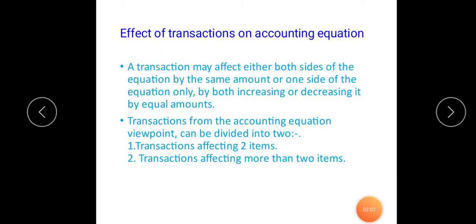Okay. If the effect is on the same side, then one item will be increasing and another item will be decreasing by the same amount. Transactions from the accounting equation viewpoint can be divided into two parts. Transactions may have two effects on two items, or they may be affecting more than two items.